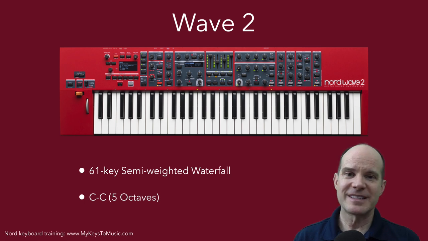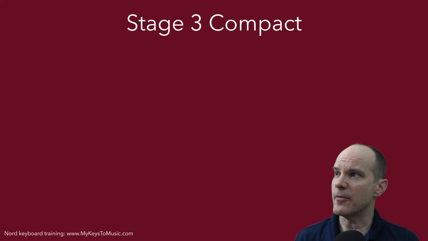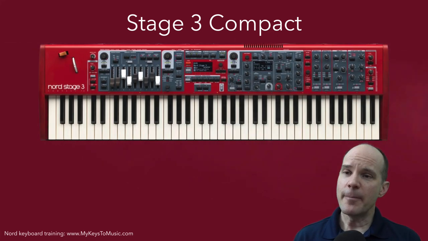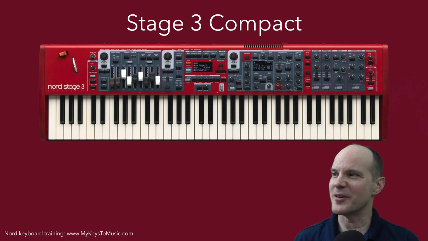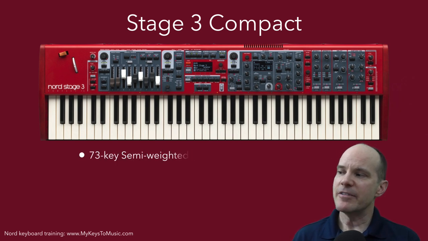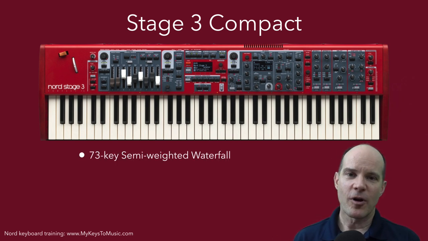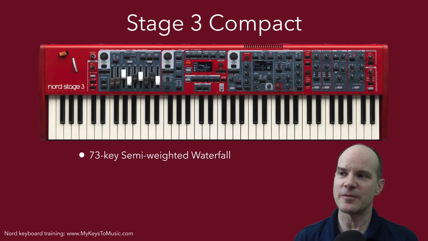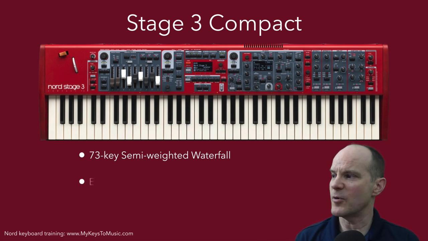It ranges from C to C, so there's five octaves there. Now, the Stage 3 Compact is its closest sister, if you will, or closest brother. It has a 73 key, also semi-weighted waterfall keybed. So they do feel the same. I have a Nord Stage 3 Compact and I have a Wave 2. I can't tell the difference. They feel the same to me as far as that goes. So it was birthed from those same Fatar keyboards, so I imagine that's why it feels the same way.